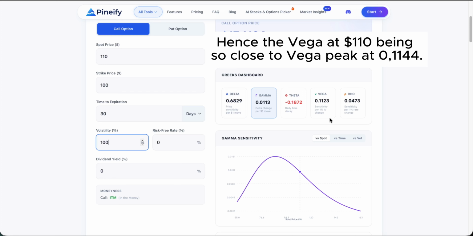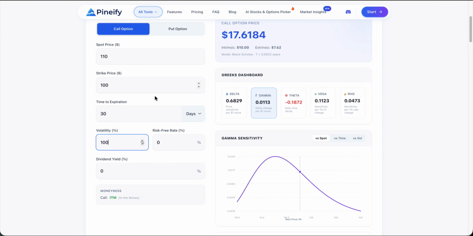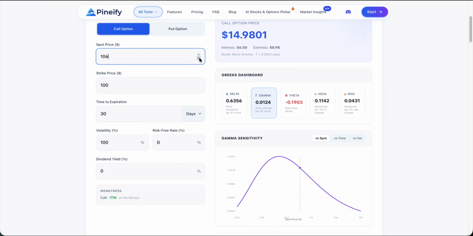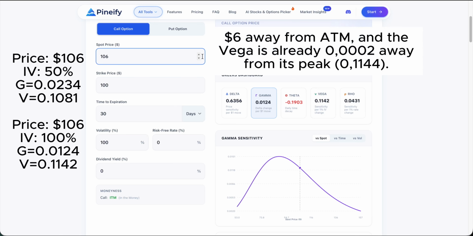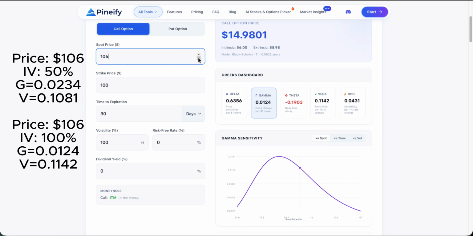You see here that the Vega is almost at its peak, even though we are $10 in the money, and the gamma will not reach much higher than this. In fact, we are very close to the peak, and as we move towards 106, you see there was only a slight difference in the gamma. The Vega also hardly moved, all right, from 0.1123 to 0.1142.